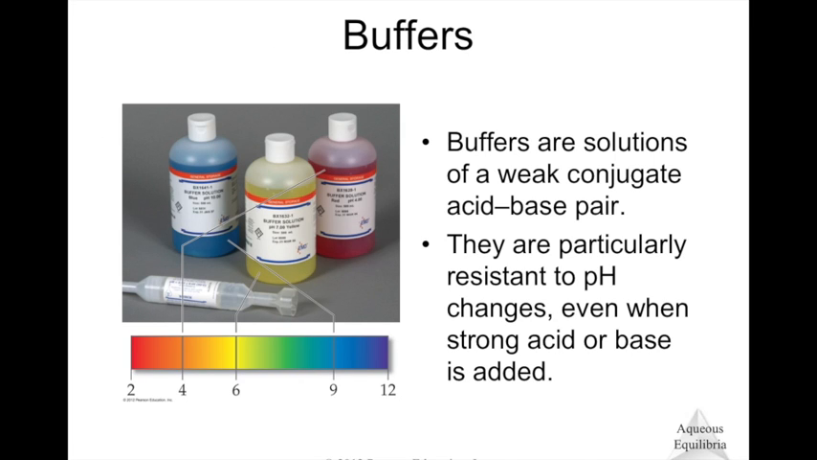So a lot of this unit will focus on buffers. Buffers are solutions of a weak conjugate acid-base pair. And they're useful because they are resistant to changes in pH. They can even withstand the addition of a strong acid or a strong base. As you can imagine, these are pretty common in nature. Lakes and rivers have these to resist changes in pH from things like acid rain. But your body obviously has lots of buffers to keep your blood at the correct pH and all your body fluids at the right pH. So pretty important.